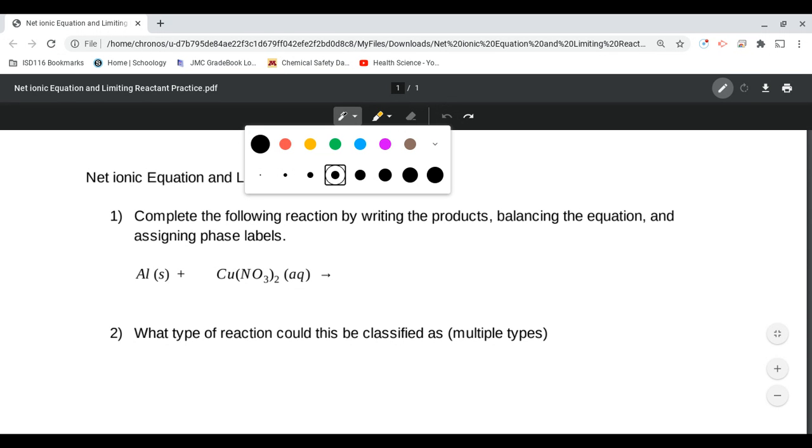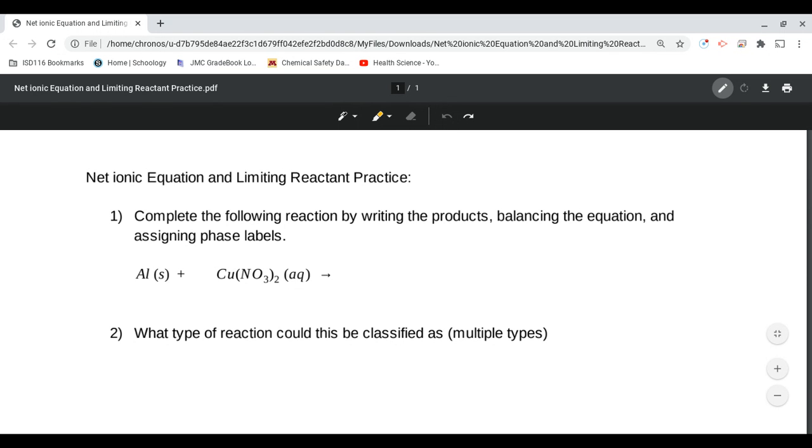So if we were to zoom in on this on the molecular level, you would see copper ions with a +2 charge floating around, and you would see nitrate ions with a -1 charge floating around. Just kind of review from a previous section.